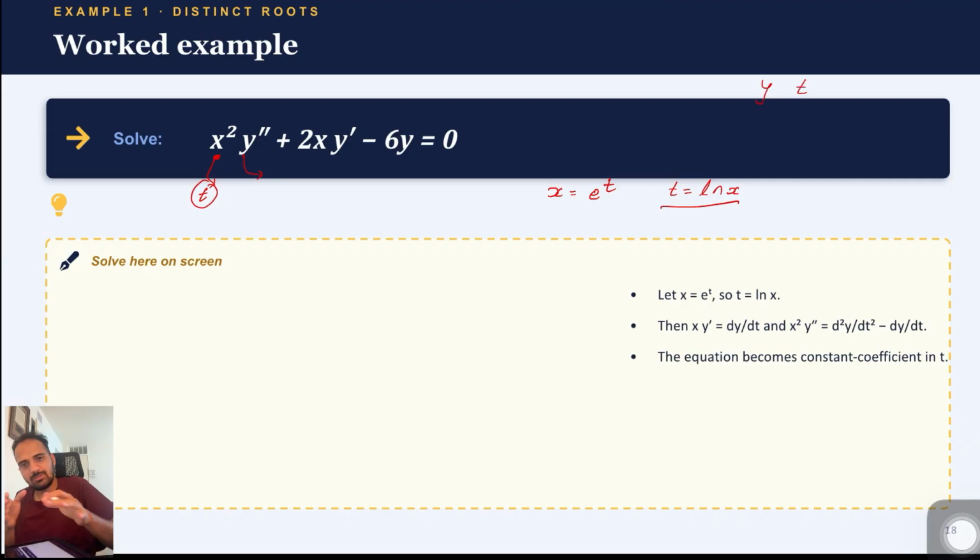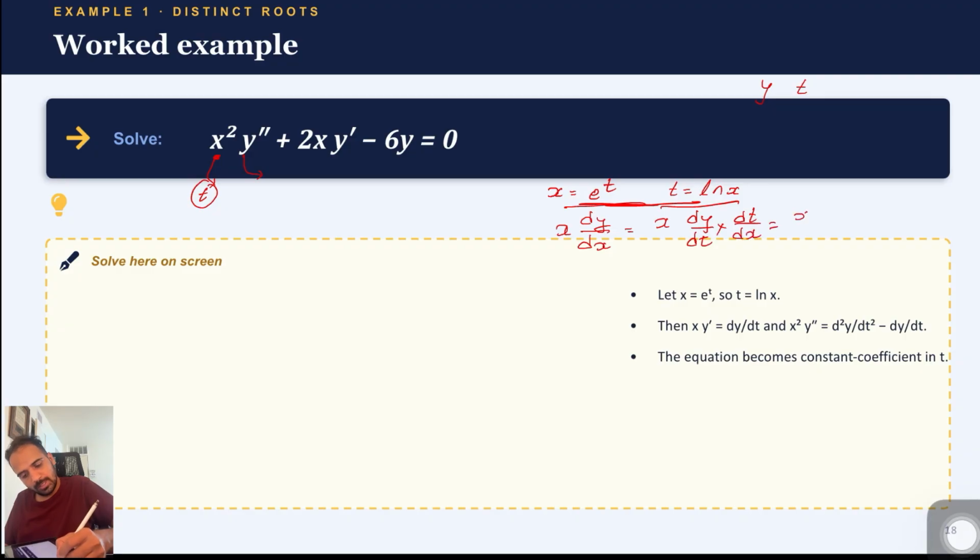We'll have the differential equation in the form of y and t. t will be our independent variable and y will be our dependent one. So to convert this, if you assume these things, then you will have dy over dx, or let's say x dy over dx. This will be nothing but x dy over dt times dt over dx.